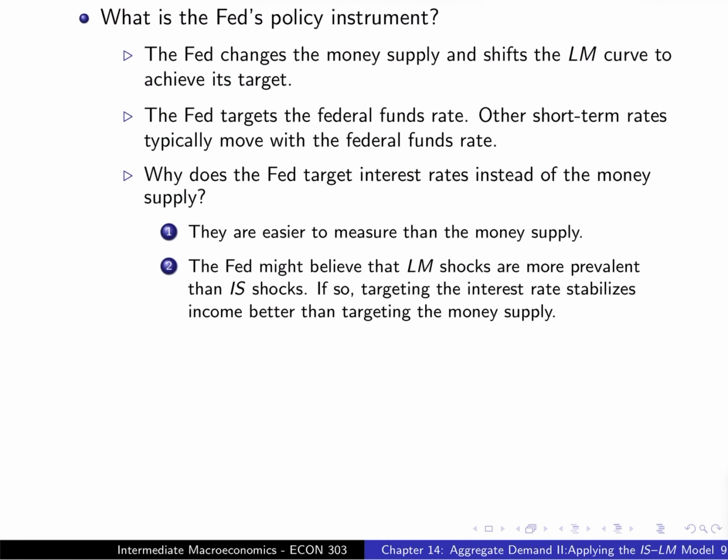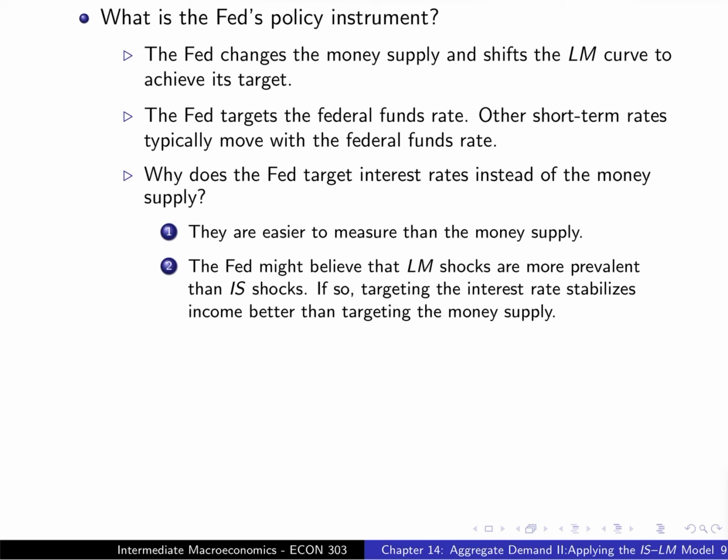What is the Fed's policy instrument? The Fed can change the money supply, which shifts the LM curve to reach its macroeconomic targets. In practice, the Fed targets the federal funds rate. Other short-term interest rates generally move with it.